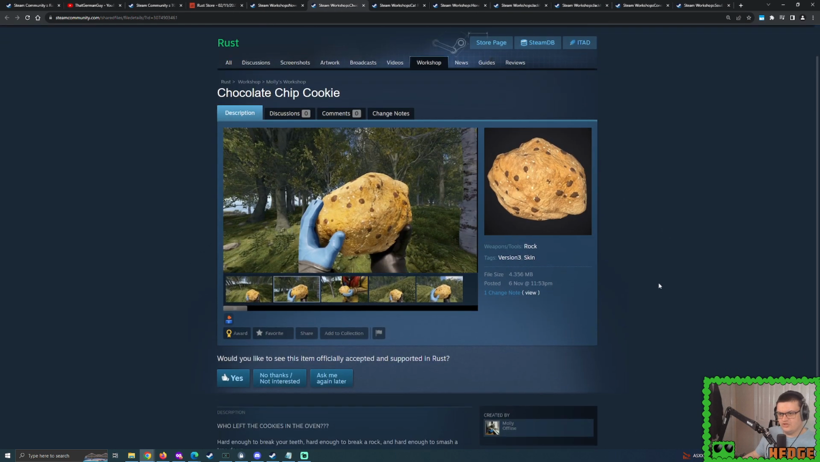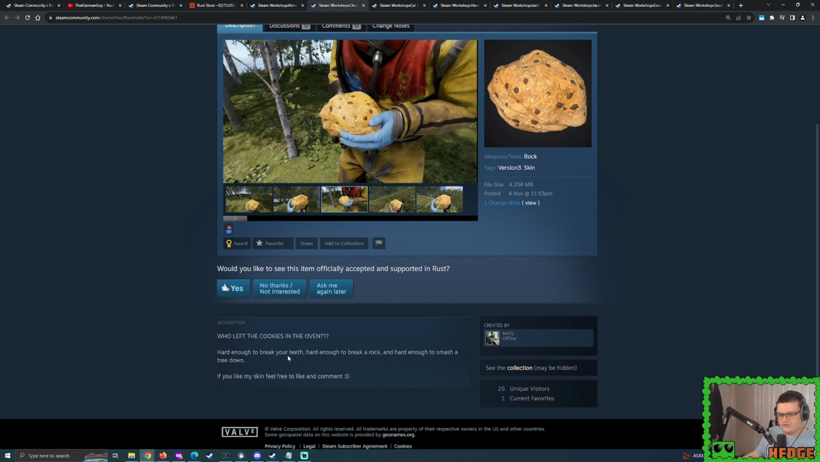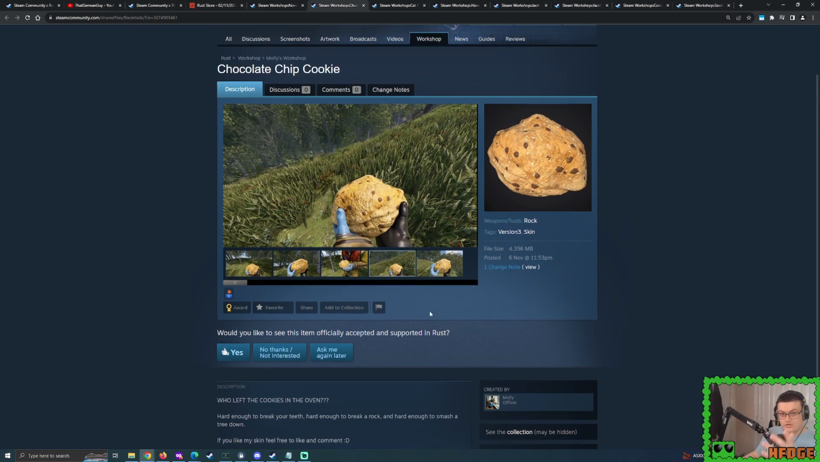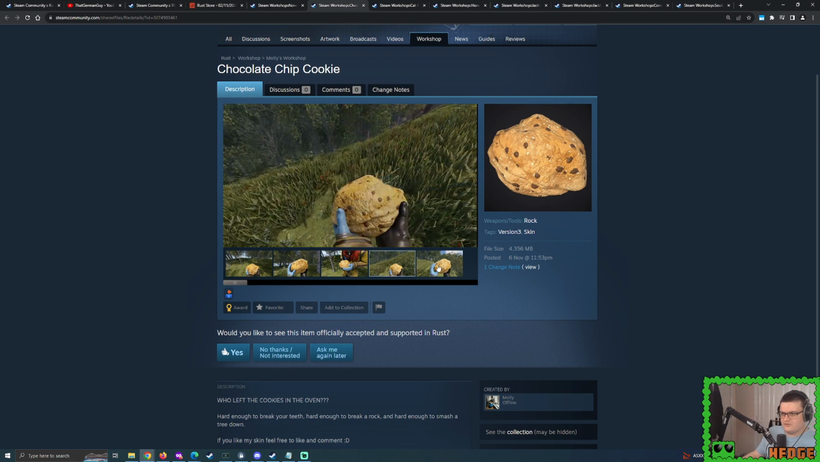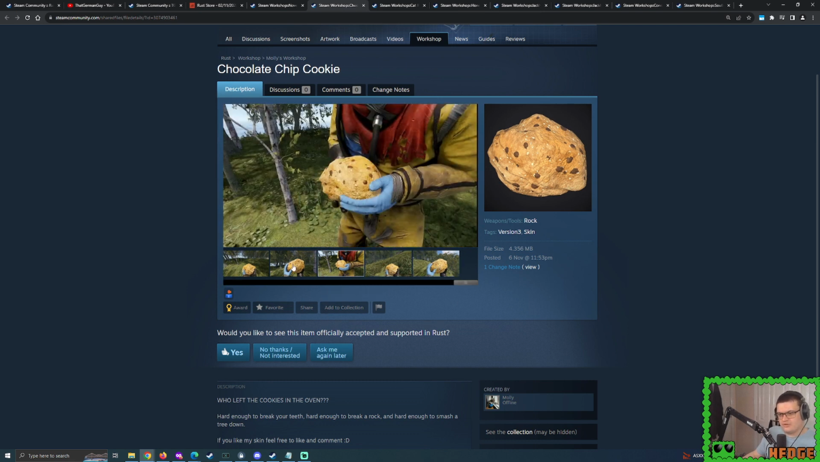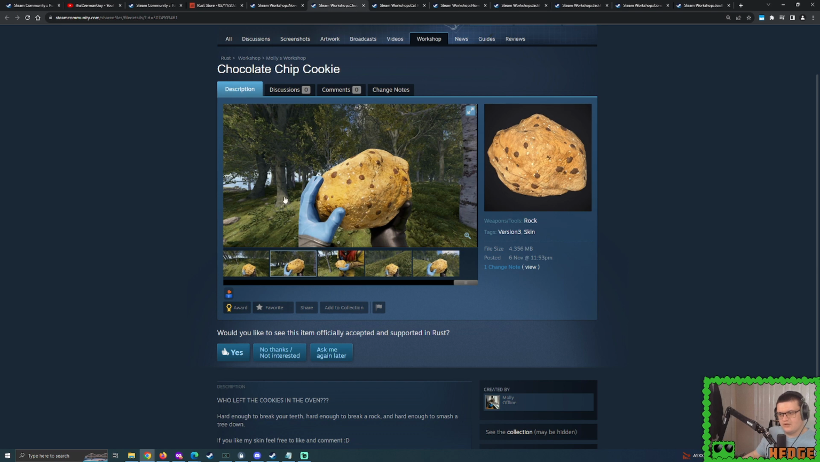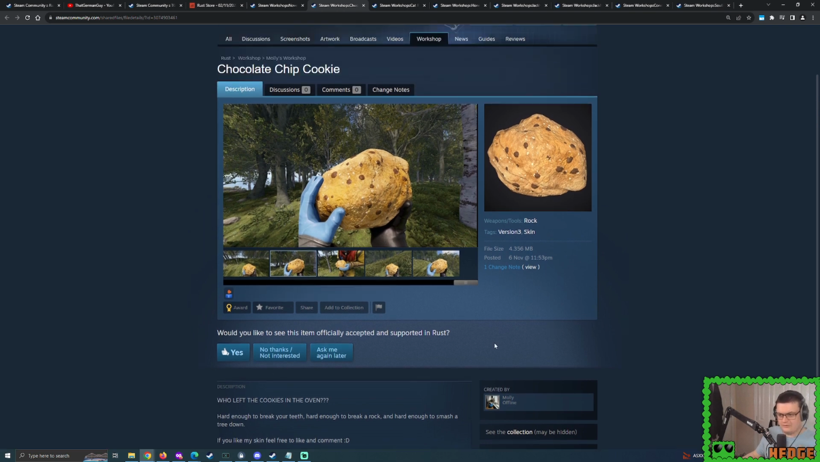Next up, we have the chocolate chip cookie made by Molly. Who left the cookies in the oven? Hard enough to break your teeth, hard enough to break a rock, and hard enough to smash a tree down. If you like my skin, feel free to like and comment. Well, do you know what? There you go. Yeah, they've explicitly said it. Now you have to do it. So, if you'd like to run around with a gigantic cookie and bust someone's brains out, well, there you go. Do it with a cookie. Yeah, best of luck to you, Molly, and consider voting yes or no.